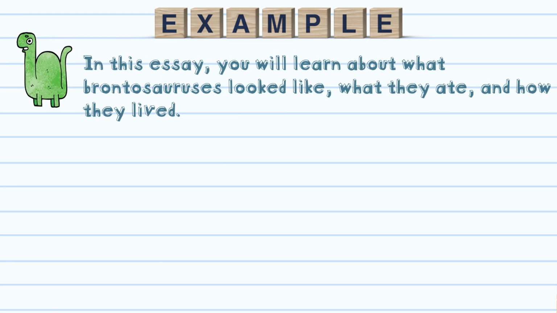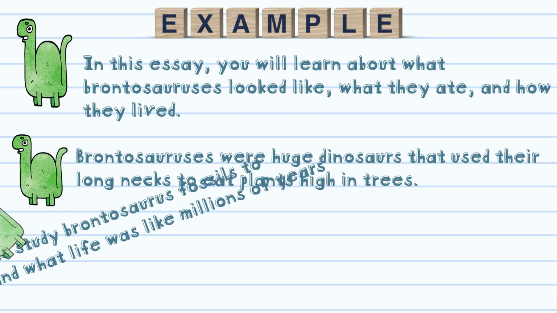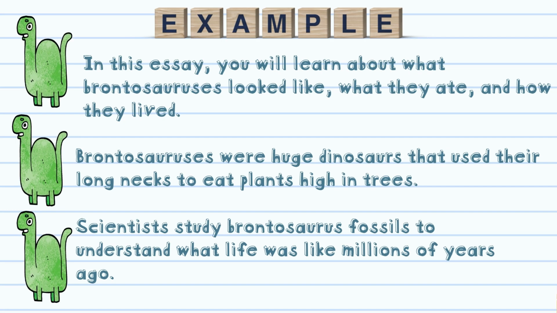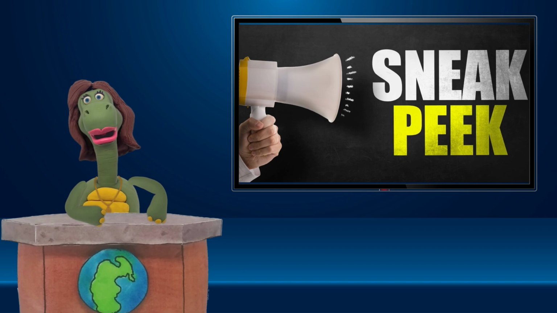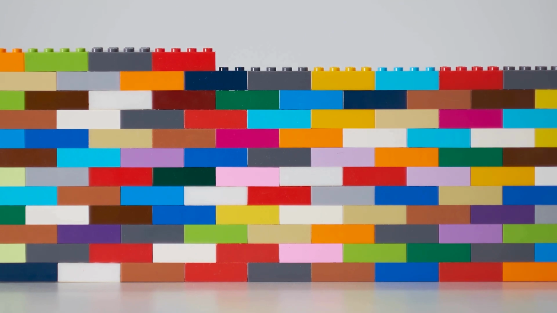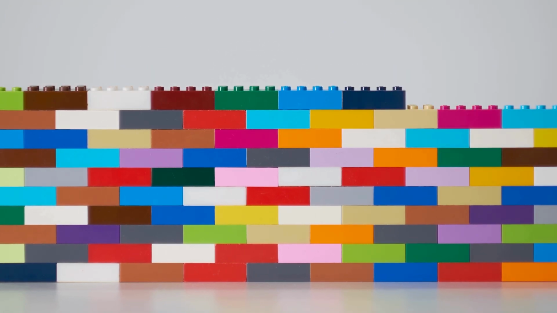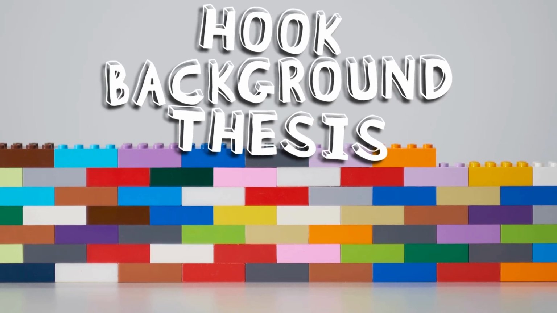In this essay, you will learn about what brontosauruses looked like, what they ate, and how they lived. Brontosauruses were huge dinosaurs that used their long necks to eat plants high in trees. Scientists study Brontosaurus fossils to understand what life was like millions of years ago. Each thesis tells what the essay is about and gives a sneak peek at the main ideas. No mysteries here. Now, let's build an introduction using everything we've learned: our hook, background, and thesis.